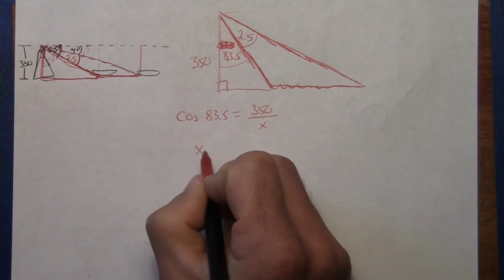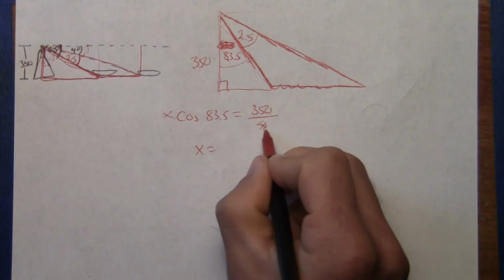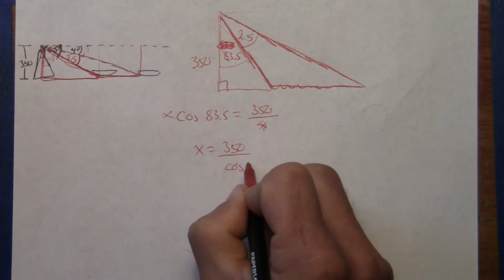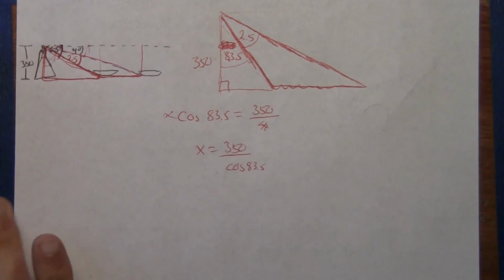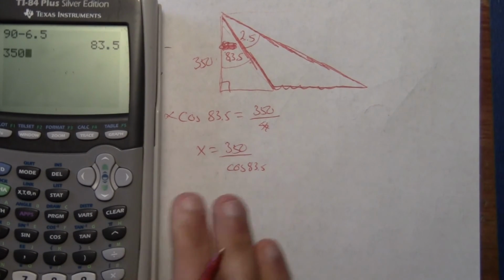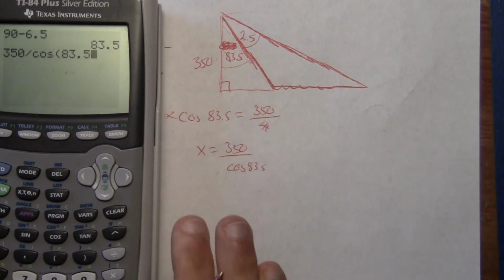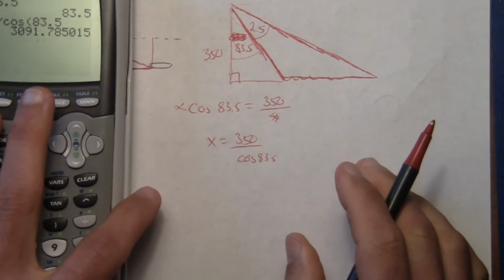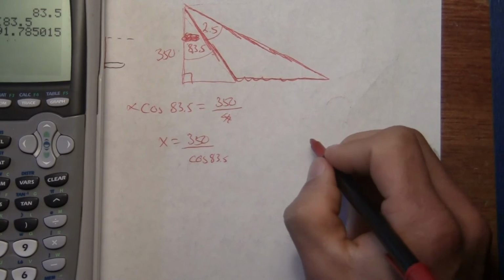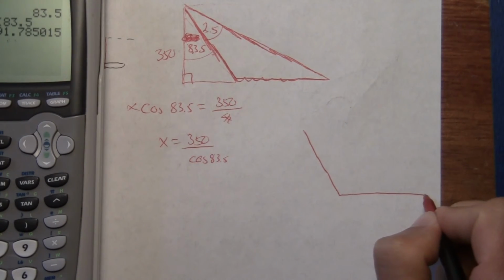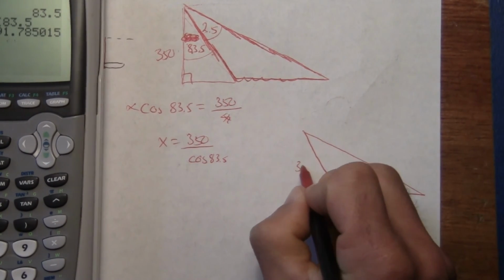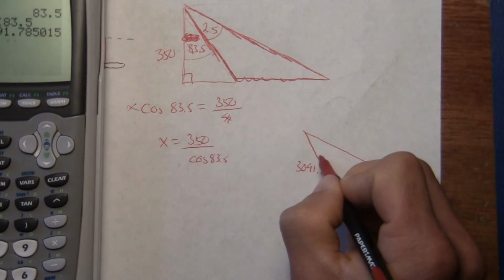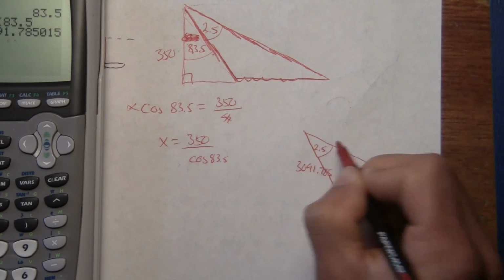And then I'll solve, cross multiply, bring the x over here, divide both sides by the cosine of 83.5. Type that in my calculator, 350 divided by the cosine of 83.5, and I'm going to find out that that length there is 3091.785. So I'm just going to draw this out again. So this is 3091.785. I know this angle is 2.5.